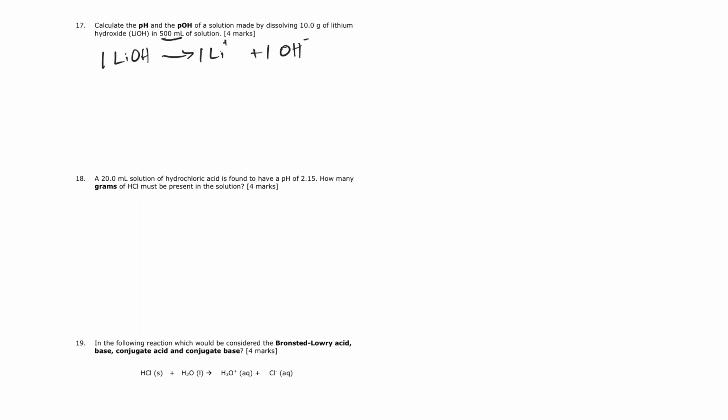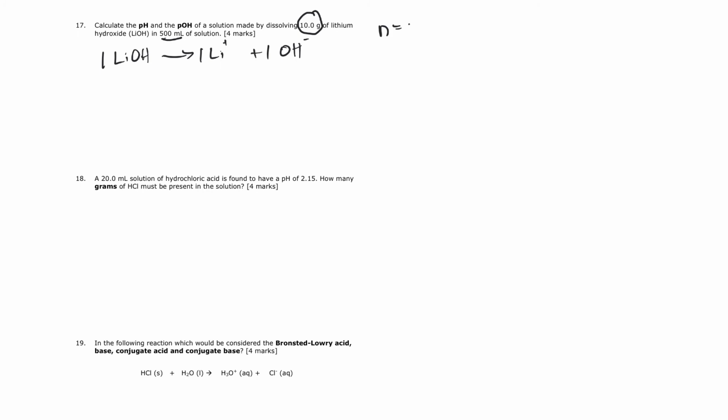Okay, last page. Calculate the pH and pOH of a solution made by dissolving 10 grams of lithium hydroxide. So I have lithium hydroxide dissociates into lithium ions plus hydroxide ions. So 1 to 1 to 1. So 10 grams of lithium hydroxide, in this much volume. So I need to figure out concentration first. But it looks like I've got to start with grams.